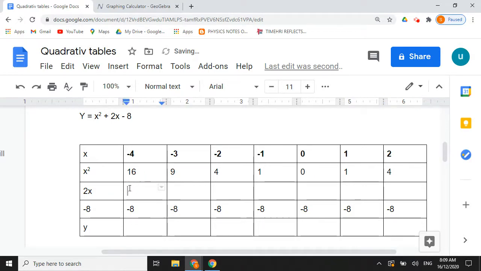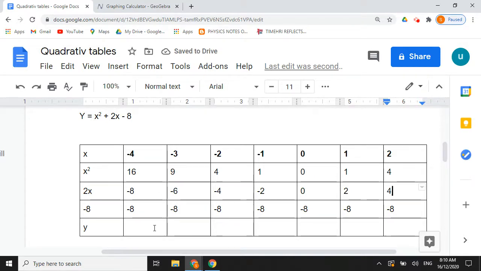In our next row, we're going to double the value of x. So we have minus 4 times 2, that's minus 8. Minus 3 times 2, that's minus 6, minus 2 times 2, that's minus 4, minus 1 times 2, that's minus 2, anything times 0 is 0, 1 times 2 is 2, and 2 times 2 is 4, right?